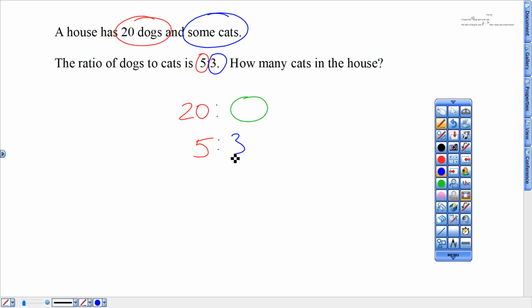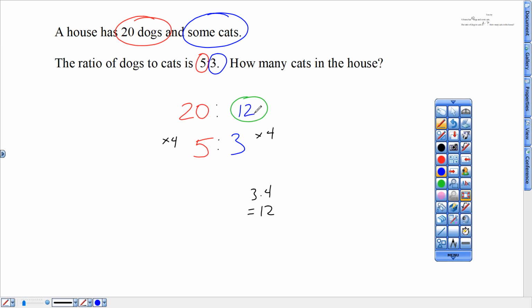And again, do a little detective work. Look at that 20. Look at that 5. See what you're doing to 5 to get that 20. Looks like what I'm doing to that 5 is timesing it by 4. So if I do the same thing over here, times that 3 times that 4, it will give me what that missing number has to be. It has to be 12.